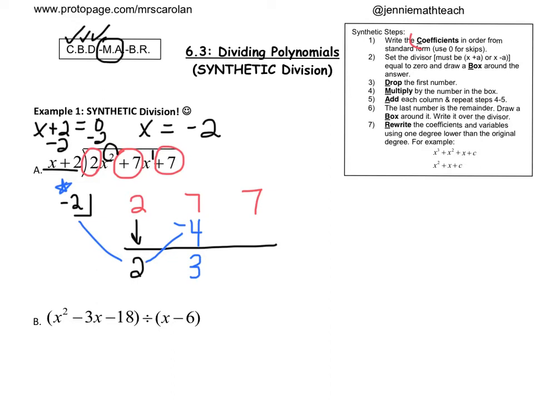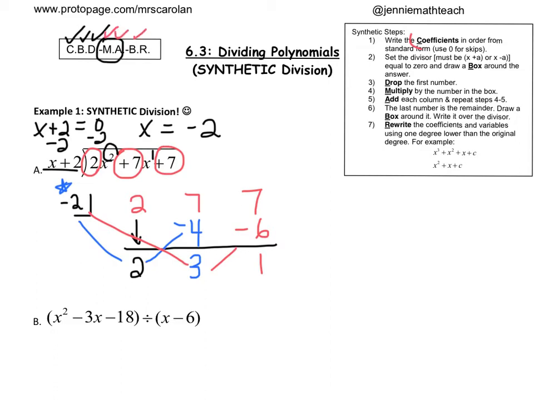And then we do the same thing over. We multiply by what's in the box, by the 3, so negative 2 times 3 is negative 6. We put it right there. And next, we total up 7 plus negative 6. In other words, 7 minus 6 is 1. So we've done the multiplying and adding.